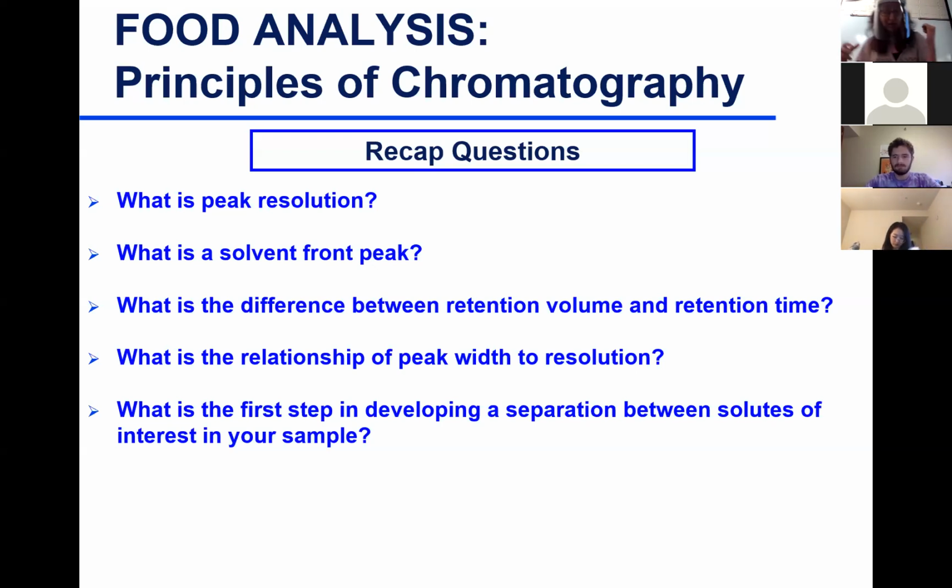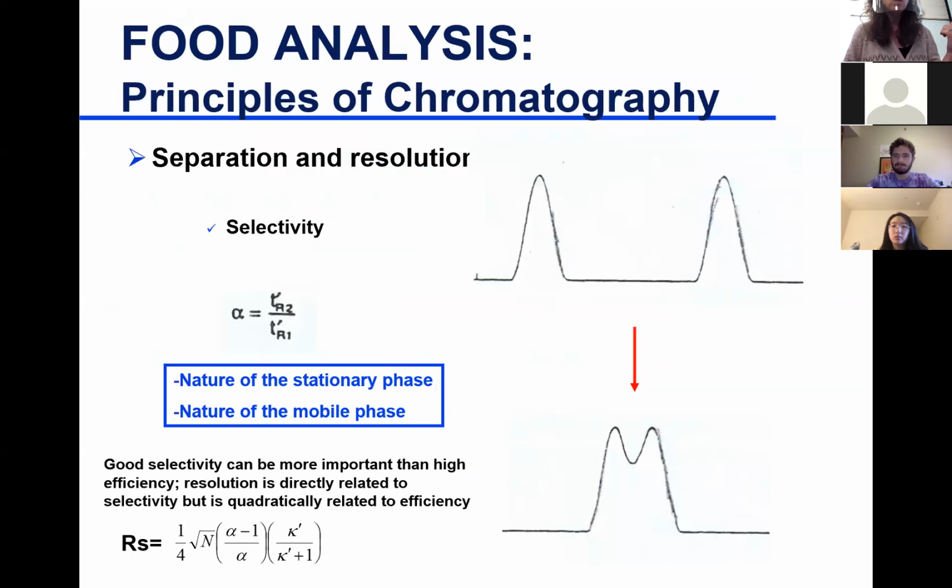We spent quite a bit of time last time talking about efficiency of the column and the number of theoretical plates and such. So now I'm going to move on to selectivity. The more selectivity you have, the better is your resolution. And you can control selectivity by selecting your stationary phase and also by selecting your mobile phase. So let me give you an example, which can help you answer one of the questions in the lab report for the HPLC lab report.